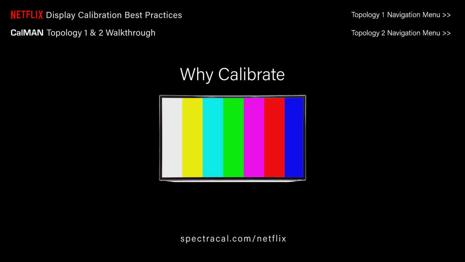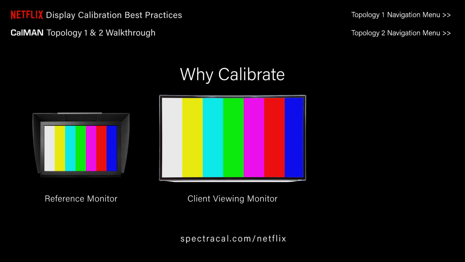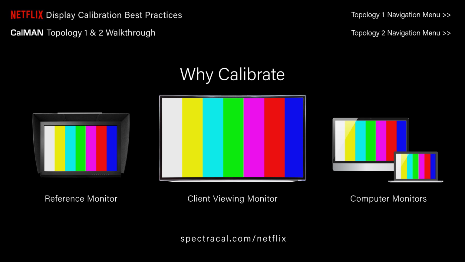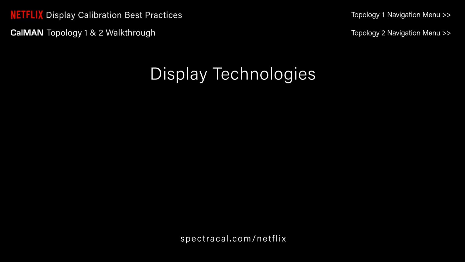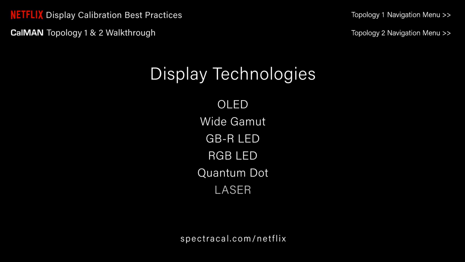Most facilities have 3 or more differing display technologies for different purposes. A large monitor for the client, the main reference monitor for critical viewing, and 1 or 2 computer monitors for the user interface. This is just one example. These displays all produce different colors and at different intensities in native form. And with the emergence of new display technologies like OLED, wide gamut, RGB LED (red, green, blue LED), quantum dot, laser, and so on, comes even greater visual differences.